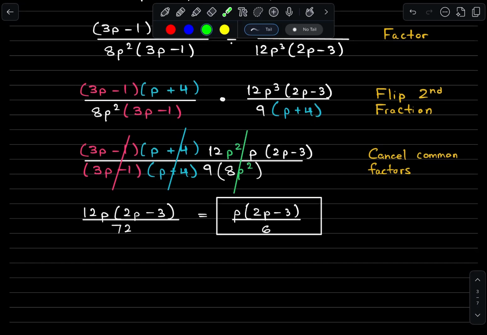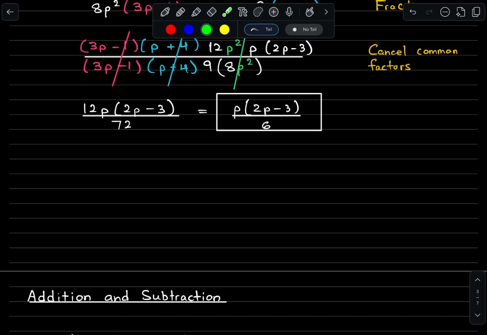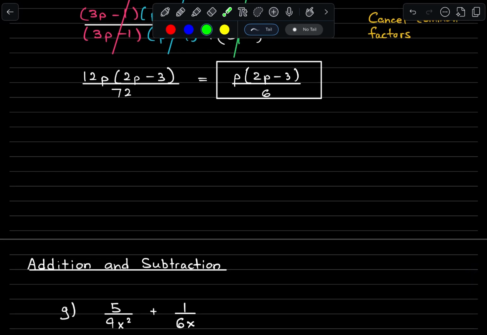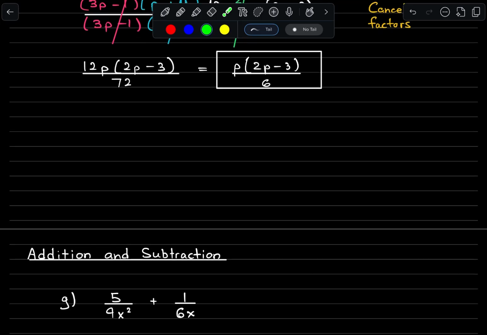Okay, next we're going to look at addition and subtraction with these rational expressions. So in example G, we've got 5 over 9x squared plus 1 over 6x. Just like we were doing before with numbers in previous classes, if we wanted to add two fractions, we need to make sure that they have the same denominator before we can do anything. So we're going to try to get these two denominators to look the same.